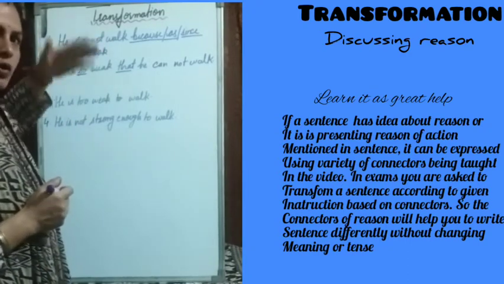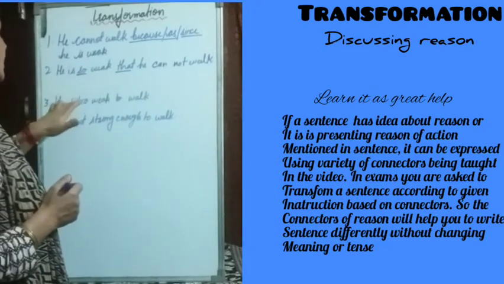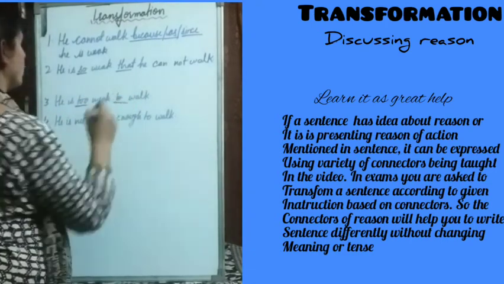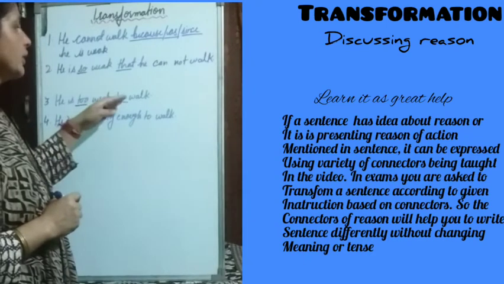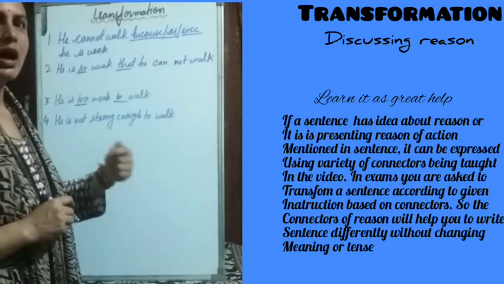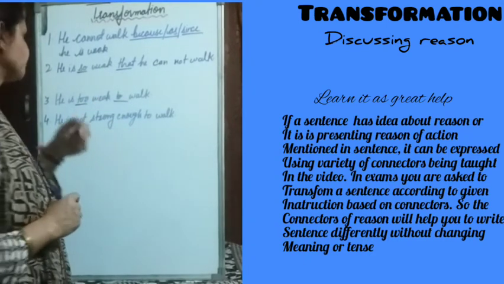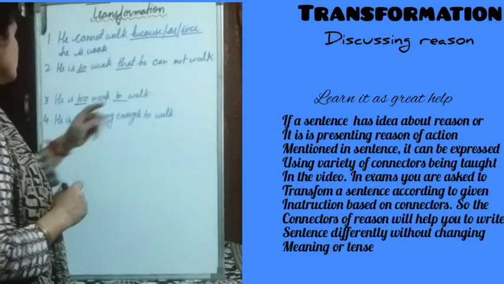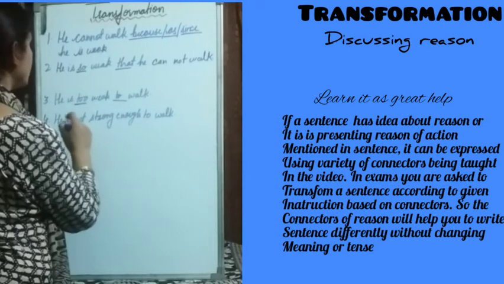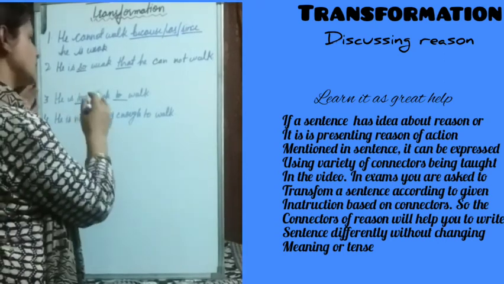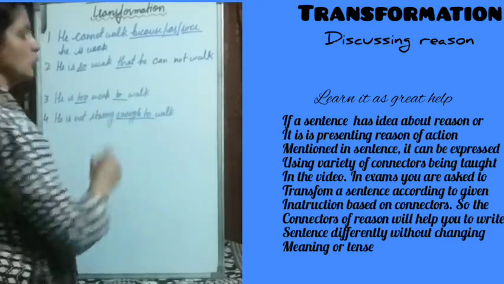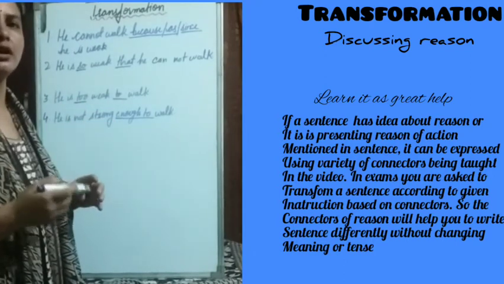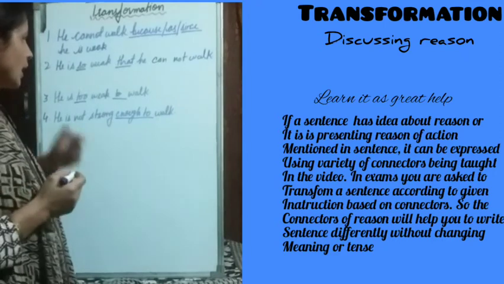Now let us transform this sentence using another connector, that is too. He is too weak to walk. So too is expressing the idea of reason. He is not strong enough to walk. Now we have transformed the same sentence using the connector enough to. And this enough to is again expressing the idea of reason.